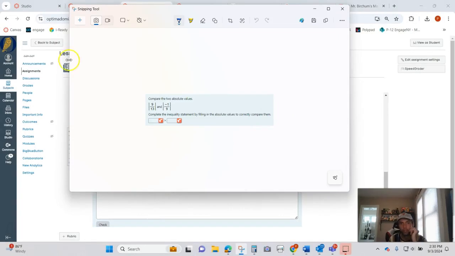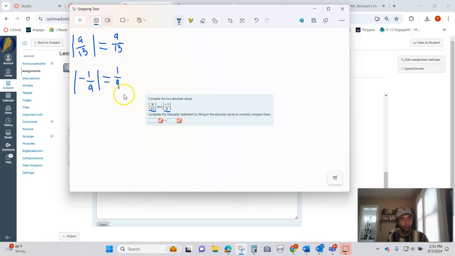So, for this question, absolute value is a kind of math that asks us to find how far away this inside number is from 0. So the question, what's the absolute value of 9/13, is asking us how far away is 9/13 from 0. Well, 9/13 is 9/13 of a unit away from 0. And what's the absolute value of negative 1/9 is asking us how far away is negative 1/9 from 0. Well, negative 1/9 is 1/9 of a unit away from 0.